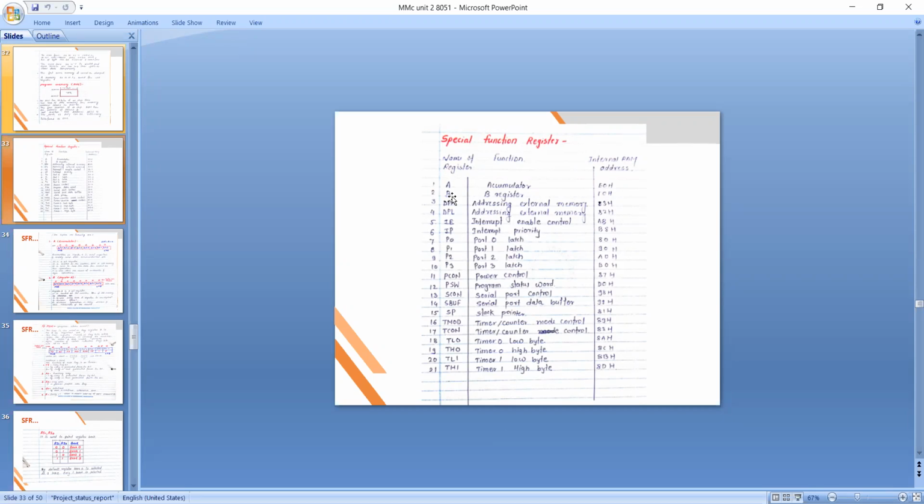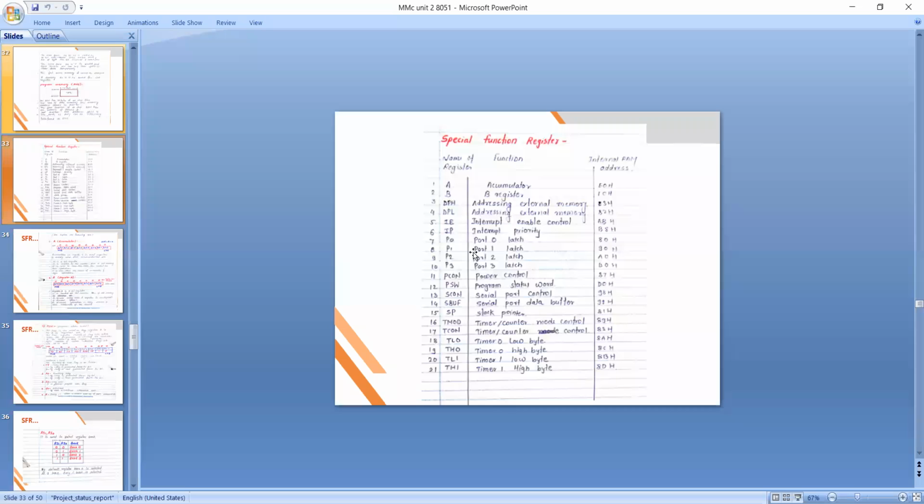The B register is for multiplication and division. DPH and DPL combined perform the role of DPTR, the data pointer, which is used to access external memory. Next, IE and IP are related to interrupts. Then Port 0 to Port 3 are mainly for I/O purposes, and also for secondary purposes. PCON is for power control.